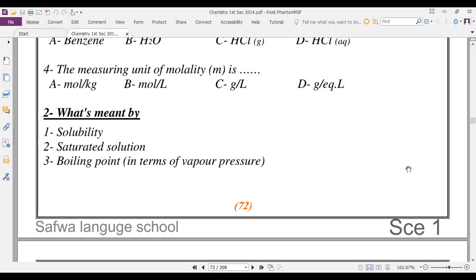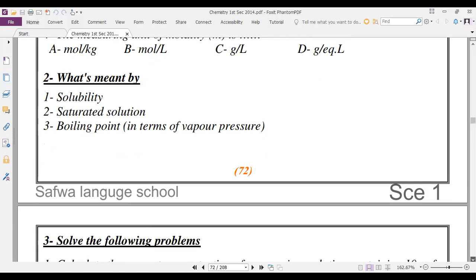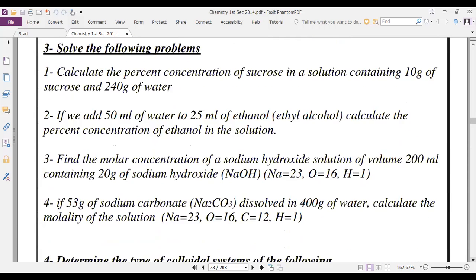Also, what is meant by boiling point? The temperature at which the vapor pressure of the solution becomes equal to the atmospheric pressure. Okay, right. Question number three about the problems.